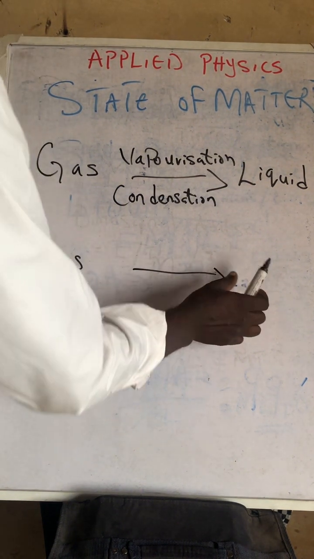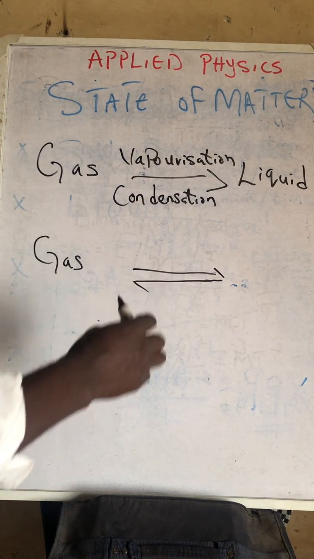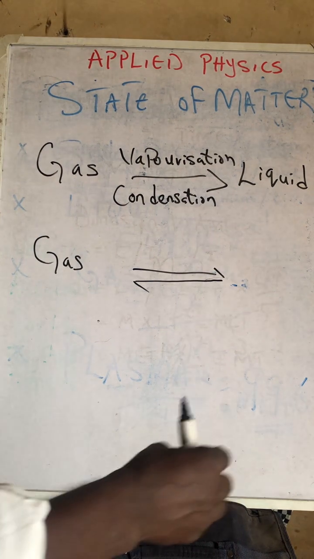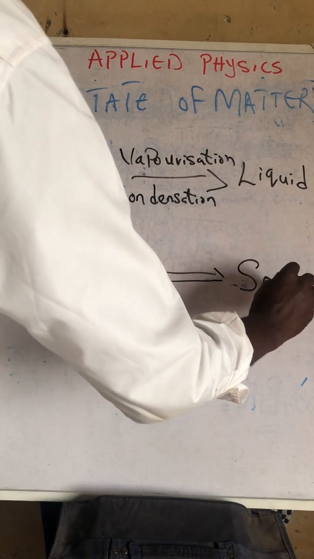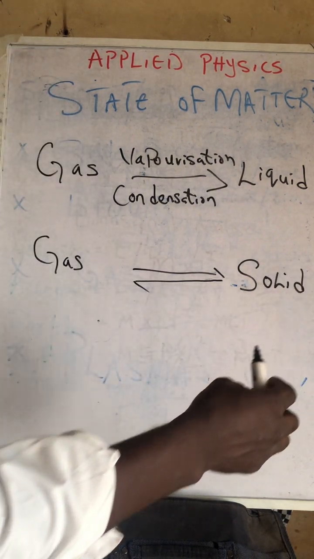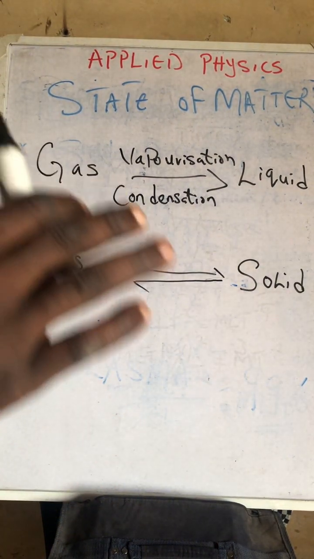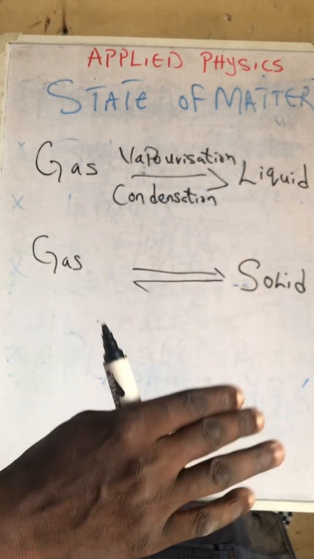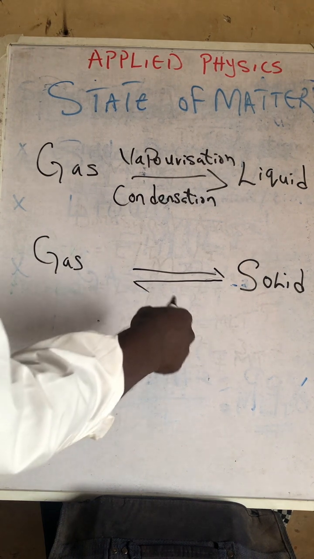So let me put it like this. From gas to solid. And from solid to gas. It's the process whereby an object in a solid state is transformed into a gas. It's called sublimation.